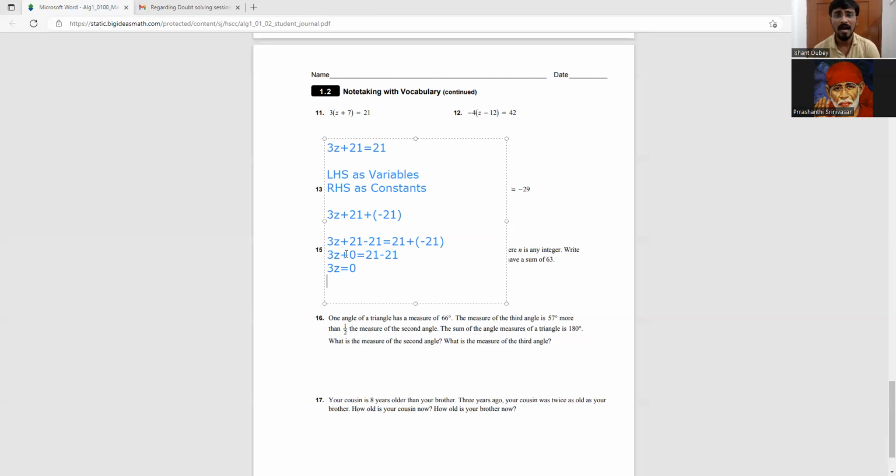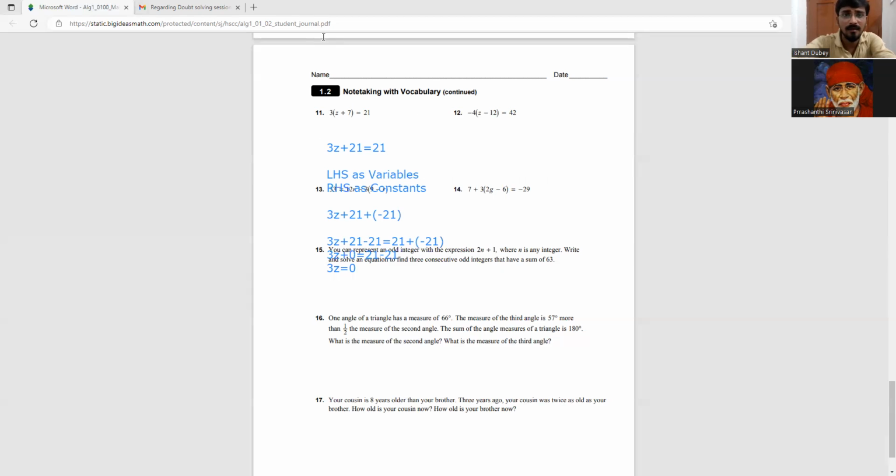So what do I have to do? Here we have the coefficient. The variable is z, and the coefficient of that is 3. I don't want that coefficient, so I have to make it 1. In order to make that 1, I have to divide by 3. Okay? Yes or no? Yes. So how can we do this? Okay, just a second.